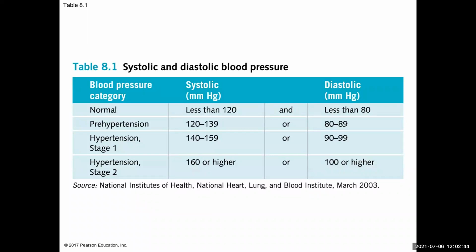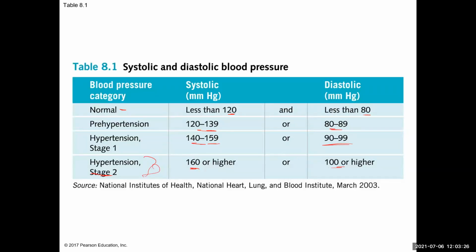Now, depending on how high your blood pressure is, you could be in different categories for high blood pressure. Normal is 120/80. Pre-hypertension, so pre-high blood pressure, is 120/139 or 80/89. Hypertension stage 1 is 140/159 or 90/99. And then anything 160 or 100 and above is known as hypertension stage 2. This is extremely bad. You definitely don't want to be in that category.